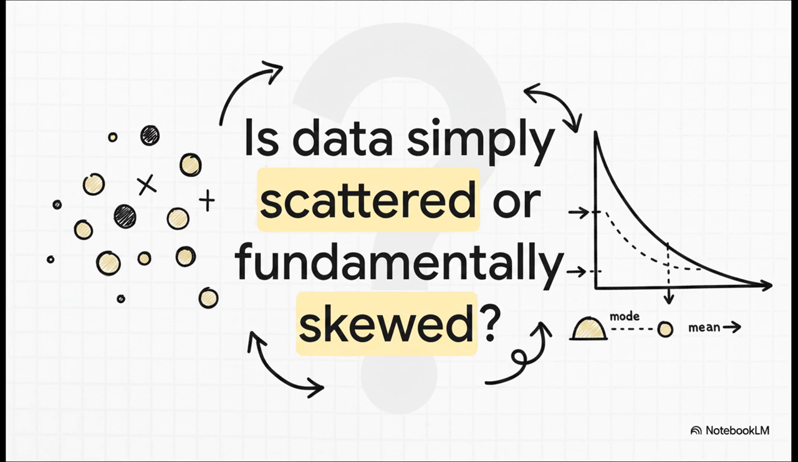So I'll leave you with this to ponder before test day. The very next time you look at a dataset, whether it's in class or out in the wild, can you immediately spot if it's simply scattered or fundamentally skewed?